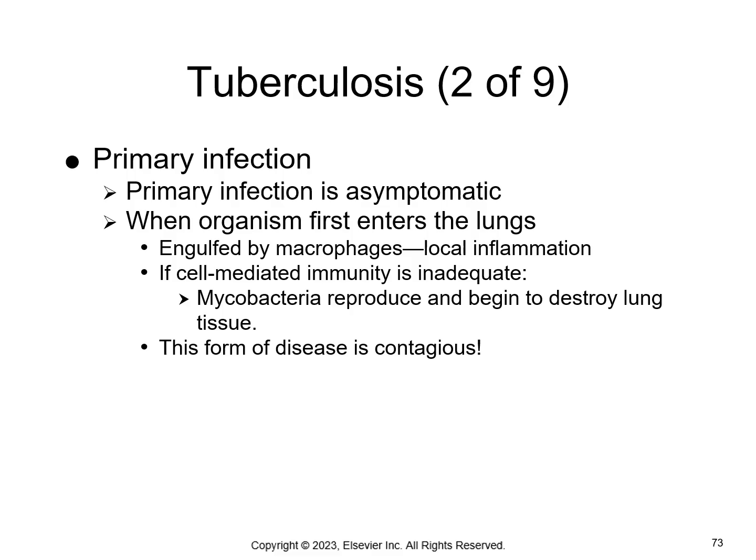There are two stages in TB: the primary infection and the secondary infection or reinfection. The primary infection occurs when the microorganisms enter the lungs, are engulfed by the macrophages, and cause a local inflammatory reaction, usually on the periphery of the upper lobe.